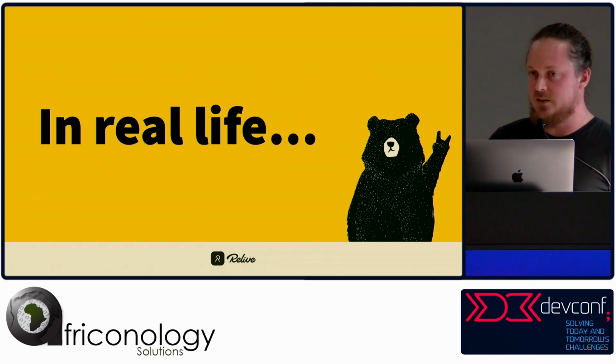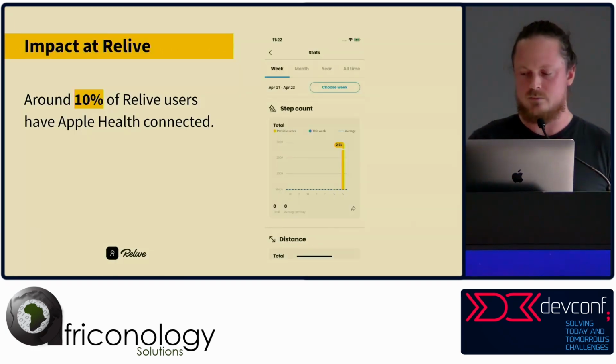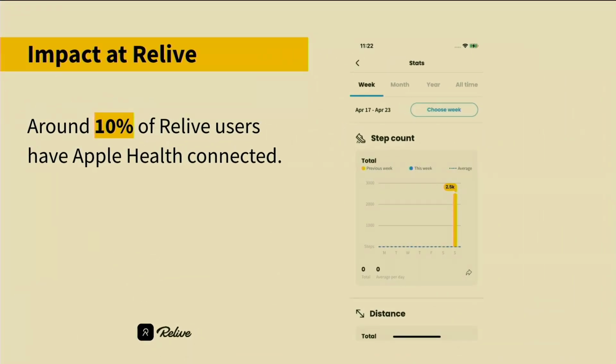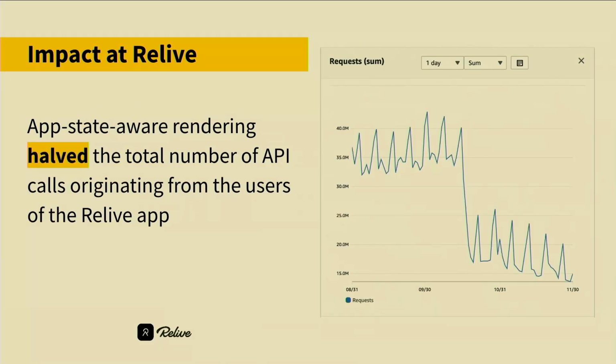So I want to show you how this exact scenario played out at Relive. Currently around 10% of Relive users have Apple Health connected, and subsequently, we receive step count updates for them. Now we use these step counts for users who'd like to set it as a personal goal, and they get these nice progress charts on the right-hand side. And this is a feature that we introduced about 1.5 years ago. Now, since we've released this app state wrapper, the absolute number of API calls being made to our mobile backend has halved. So I want to take a moment here to appreciate how a feature that was being used by 10% of our user base had this amount of impact.